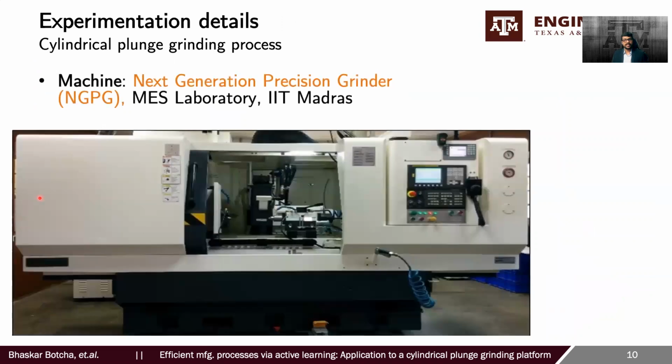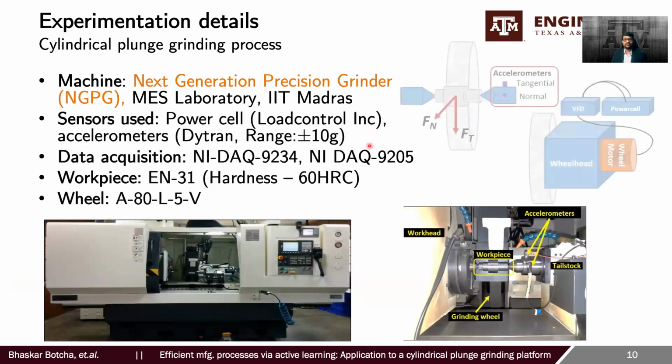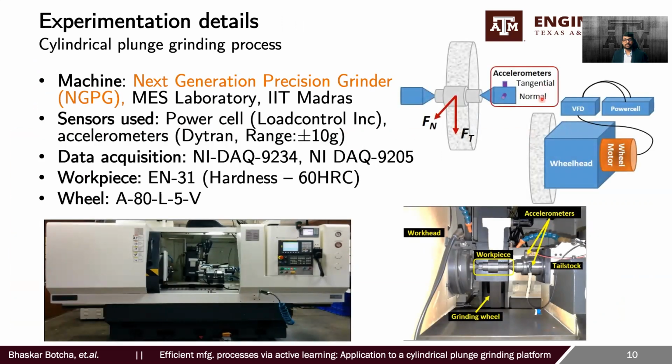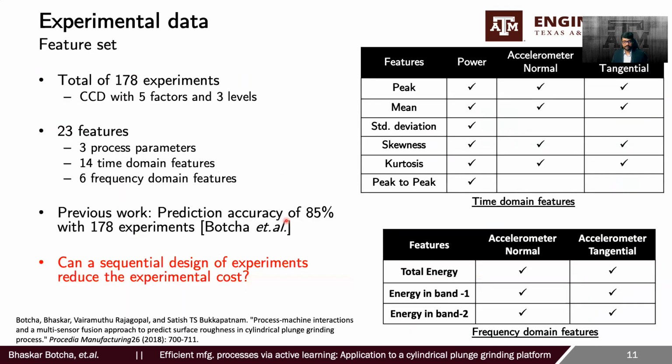So the experimental details of this particular cylindrical plunge grinding experiment: we use the next generation precision grinder at IIT Madras. And we use three sensors, two accelerometers, which are placed at a tangential and normal location to the tailstock, and one power sensor, which is connected to the wheel head. And we use an EN31 hardened steel and an alumina wheel for this particular experiment.